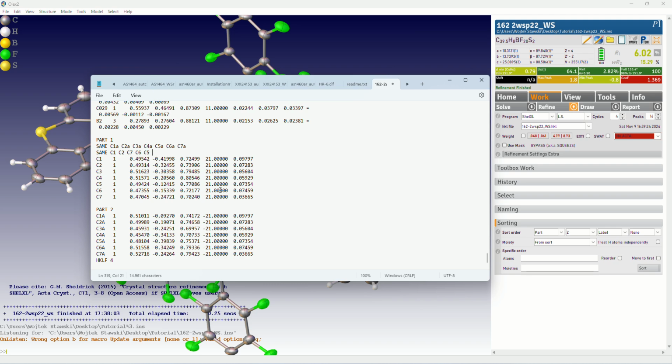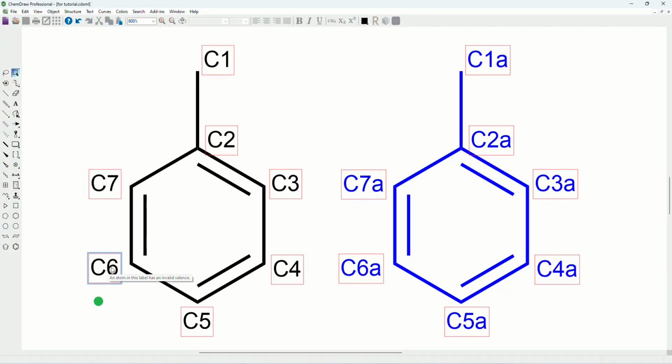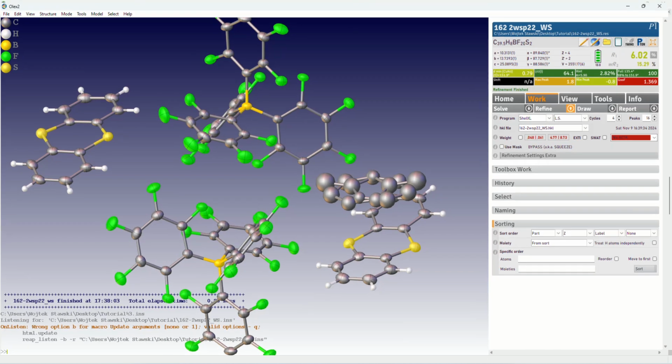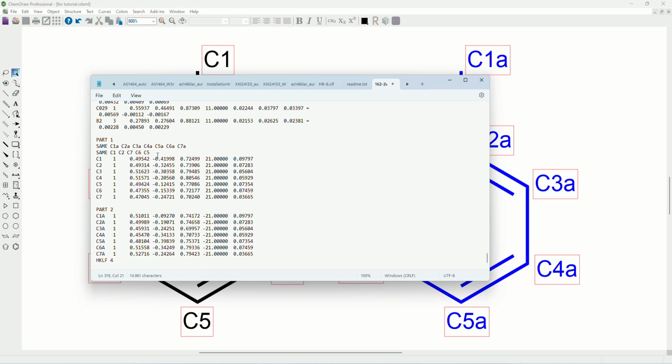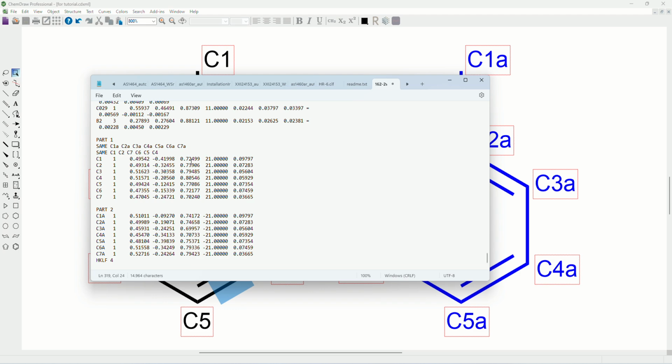C5. What next? We would like to write C6, but we know that C6 is equivalent to C4 because of the symmetry. So again, instead of C6, we now write C4. And I think one more atom is what is left, C7, but we know that it's equivalent to C3. So we write C3. Let's see if we have 7 atoms. 1, 2, 3, 4, 5, 6, 7. Okay, looks good. So we can now write save.